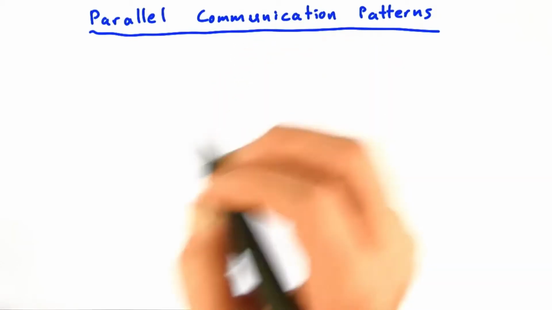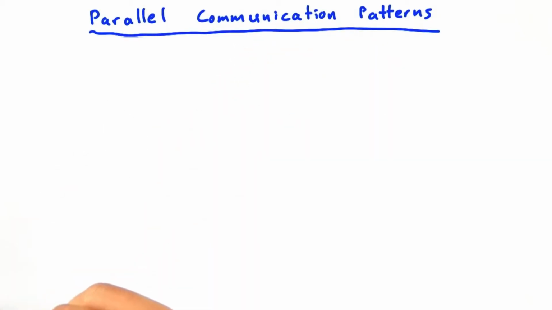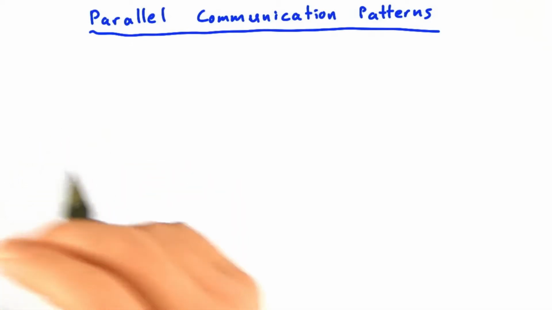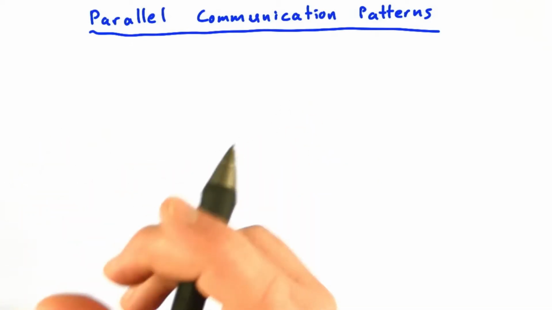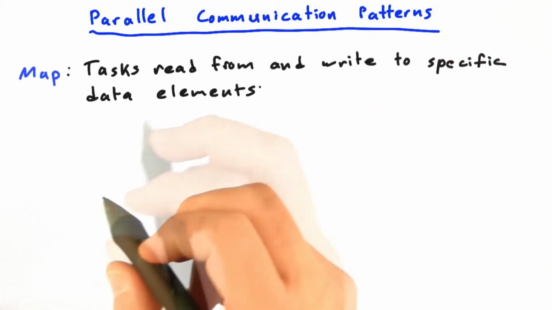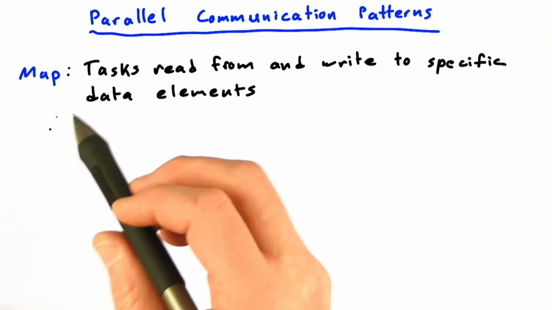So let's talk about the different kinds of communication, the different patterns of communication you'll see in parallel computing. And as you'll see, this is really all about how to map tasks and memory together, how to map tasks, which are threads in CUDA, and the memory that they're communicating through. So the communication pattern you've already seen is called map.